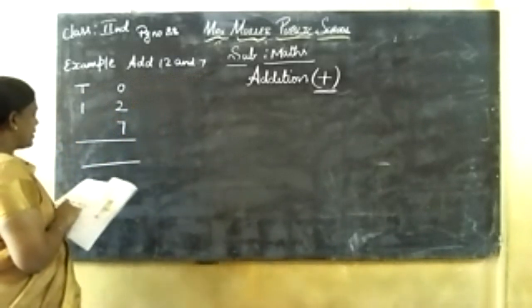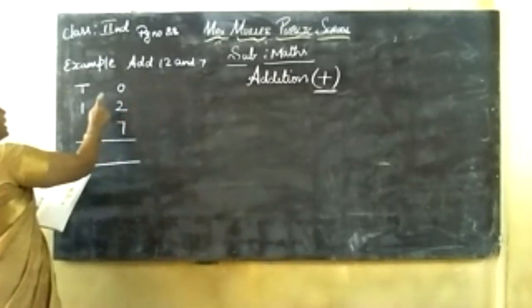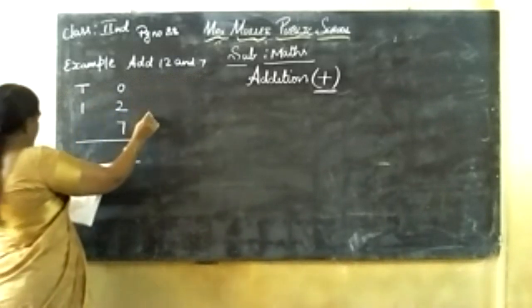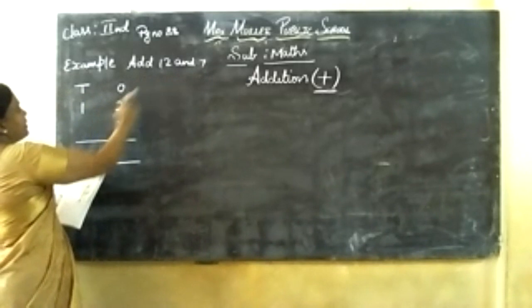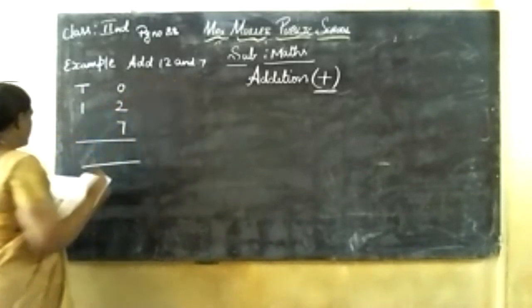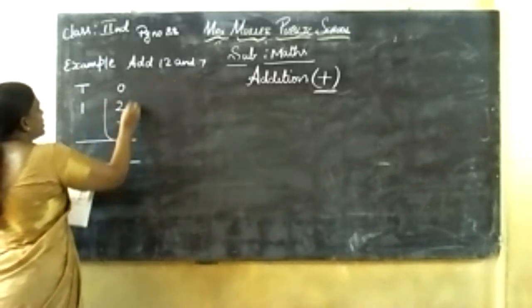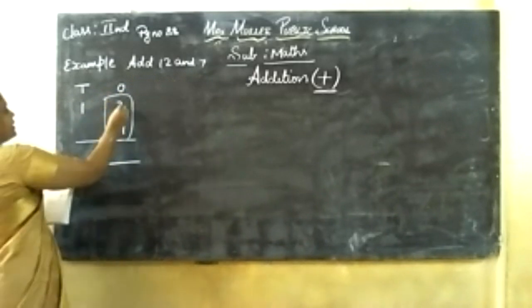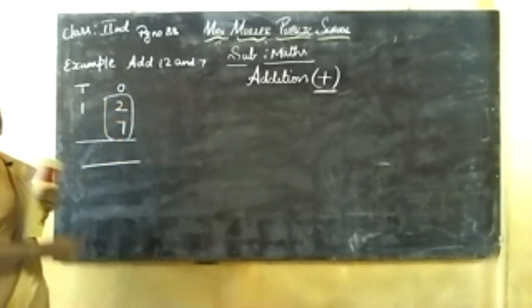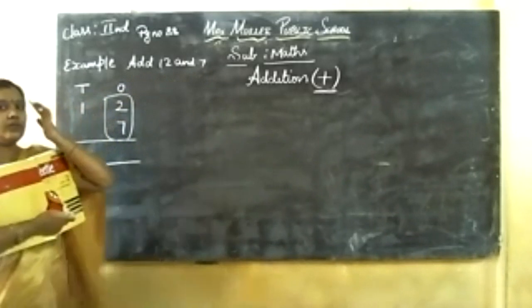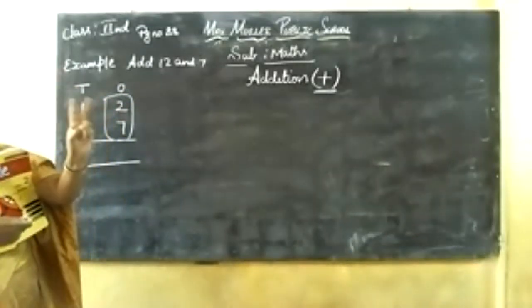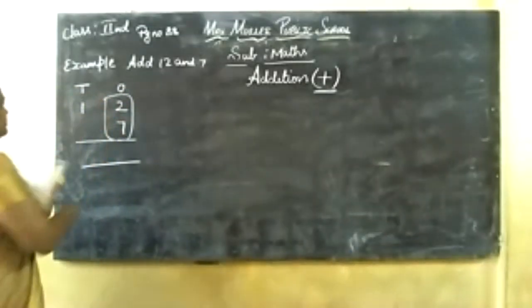First arrange the numbers by writing one number below the other. Add the ones first. In this, which number is bigger here? 7 is the bigger number. So keep 7 in the mind, 2 on the finger. After 7, 8, 9.